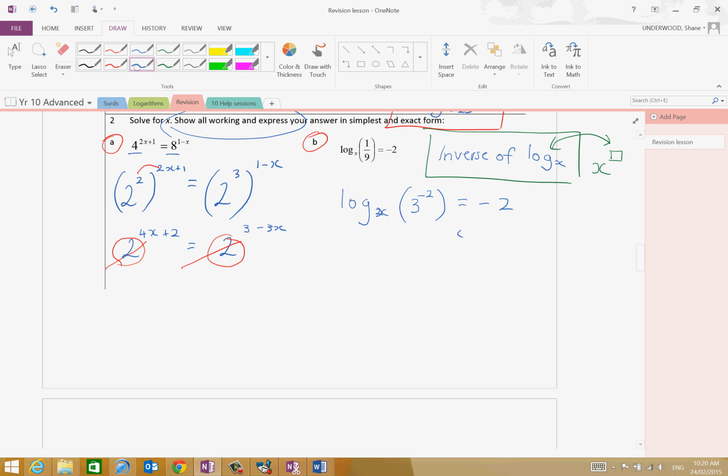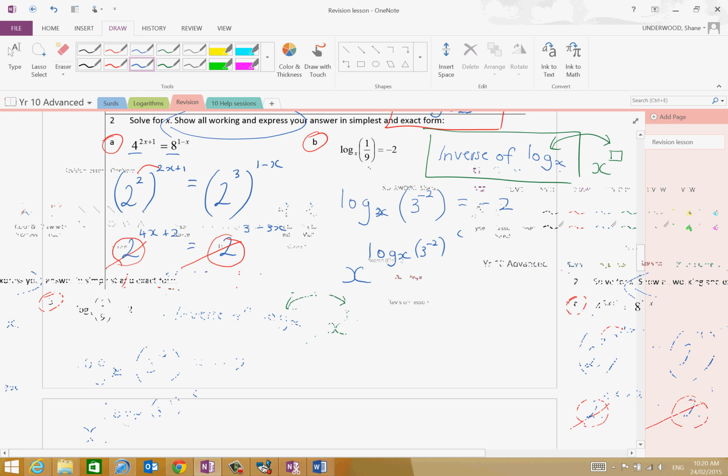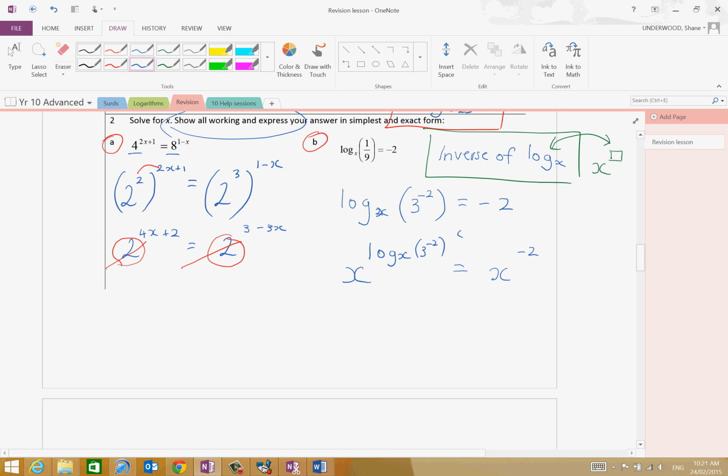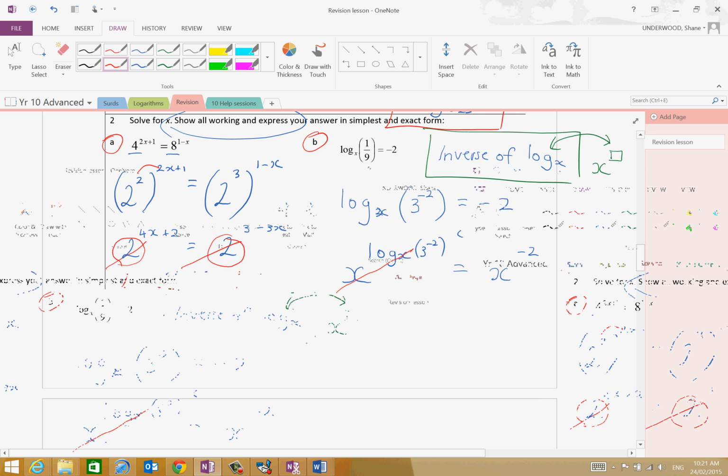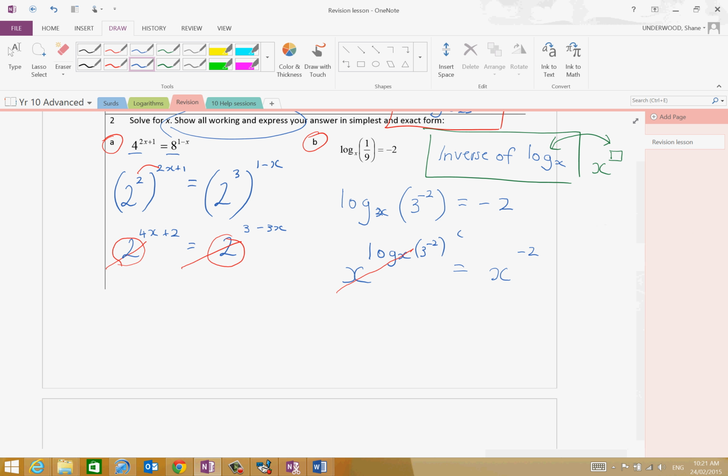X to the power of log x. If I'm going to do x to the power of the left-hand side of 3 to the minus 2, okay? And let's do the same to the right-hand side. X to the power of minus 2. Now let's see what happens. What we have on the left-hand side is 3 to the power of minus 2 is equal to x to the power of minus 2. Can someone tell me what x is then? Thank you. X is equal to 3.